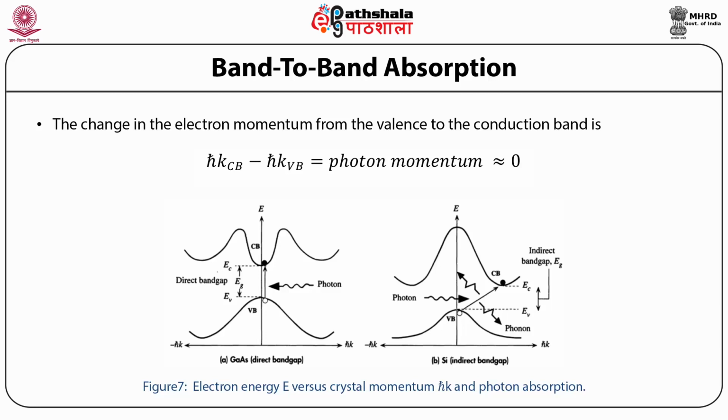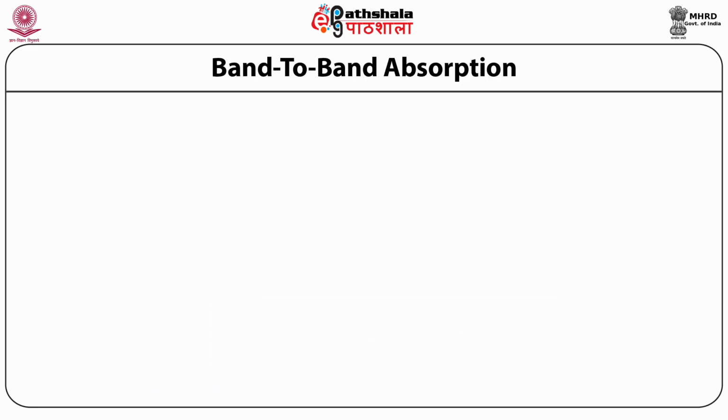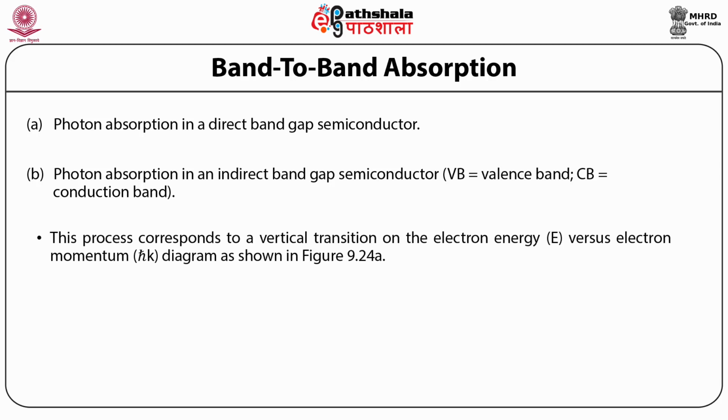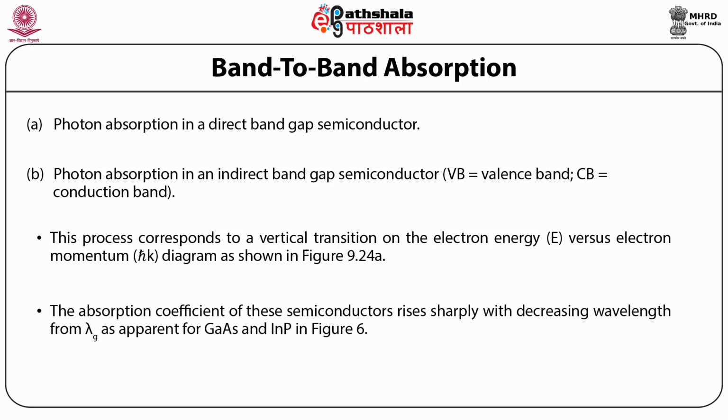Figure 7 shows the electron energy E versus crystal momentum h cross k and photon absorption. In case of A, it is photon absorption in a direct band gap semiconductor, whereas in B, it is photon absorption in an indirect band gap semiconductor, where VB is the valence band and CB is the conduction band. This corresponds to a vertical transition on the electron energy E versus electron momentum h cross k diagram as shown in figure 9.24a. The absorption coefficient of these semiconductors rises sharply with decreasing wavelength from lambda g, as apparent for gallium arsenide and indium phosphide in figure 6.